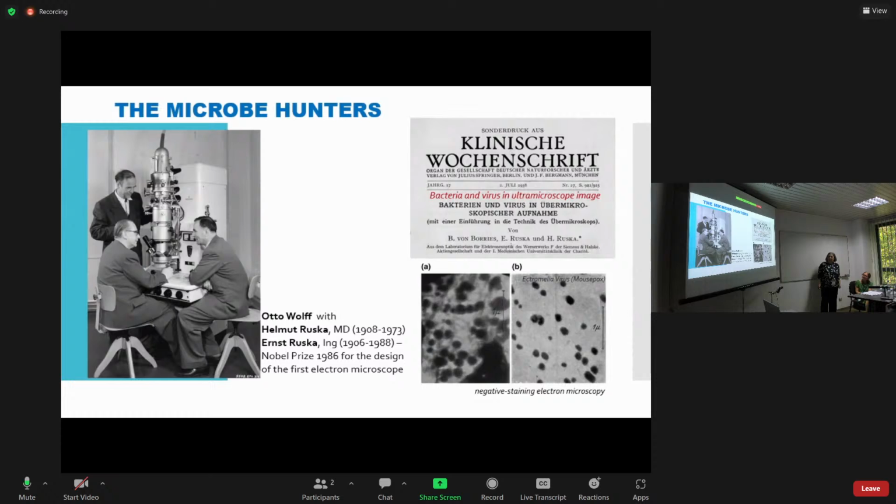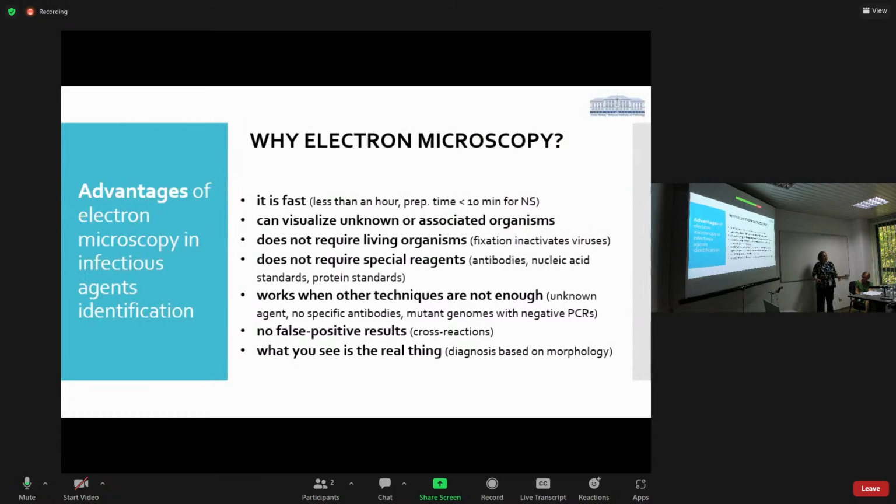But in the meantime, electron microscopy developed, and the technique and the software and the newly added technologies of ice producing in a vitreous state improved electron microscopy a lot. Why use electron microscopy to identify an unknown pathogen? Because it's quite easy and quite fast. 10 minutes will be enough to see a viral particle using negative staining, a specific technique.